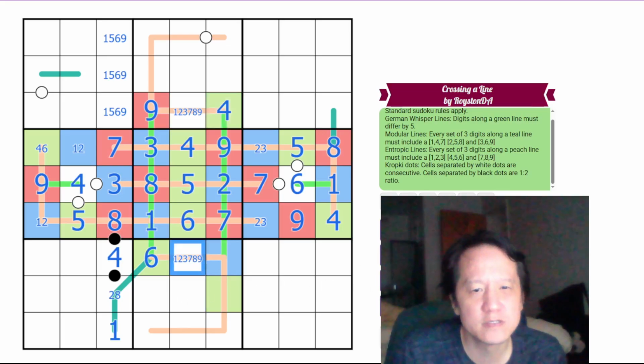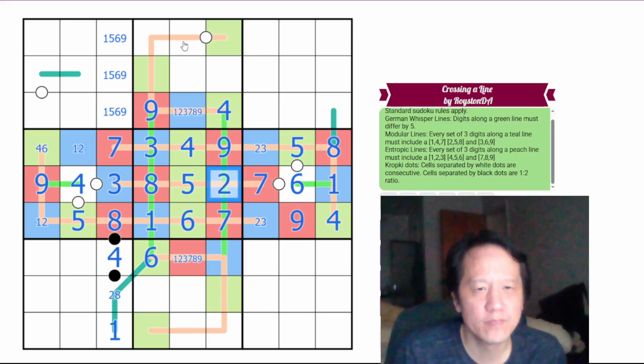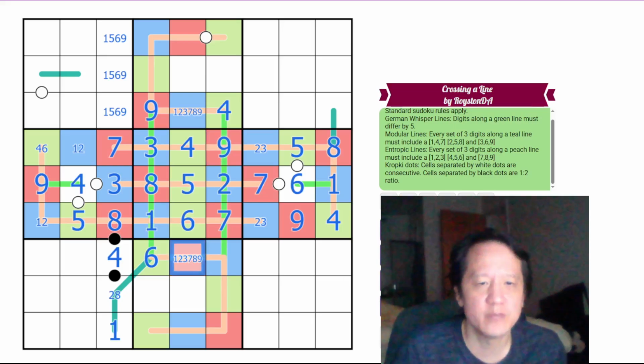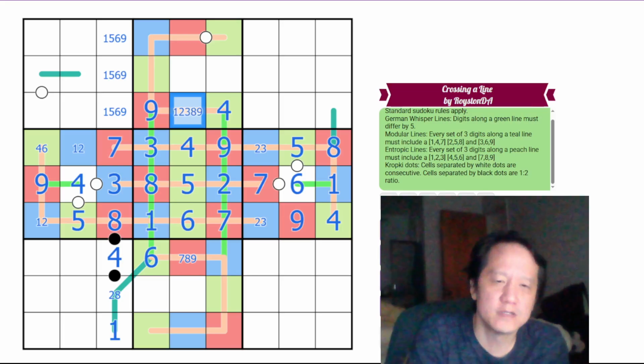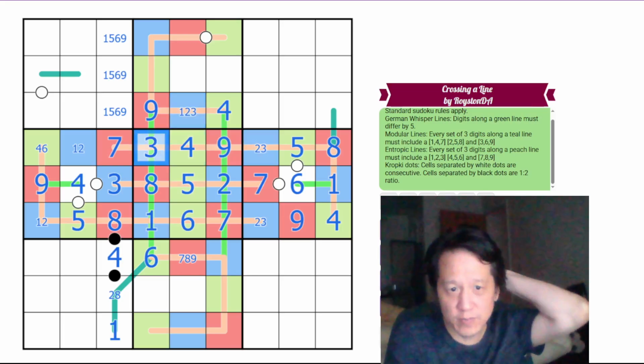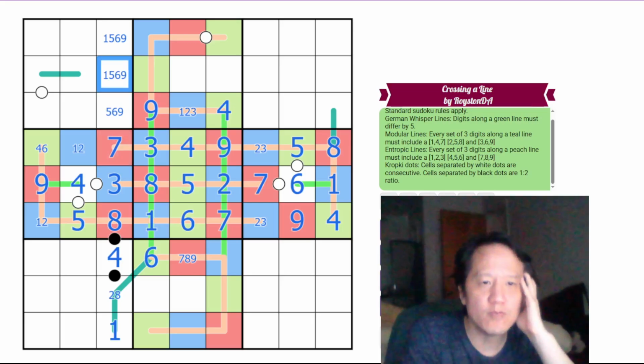This must be high, and this must be low. So this is middle, this is middle, this is middle. These are both high, and these are both low. So this is low, this is high. This can't be 1, 2, or 3. Can't be 7, 8, 9. This can't be 1 anymore here. This can't be 9.